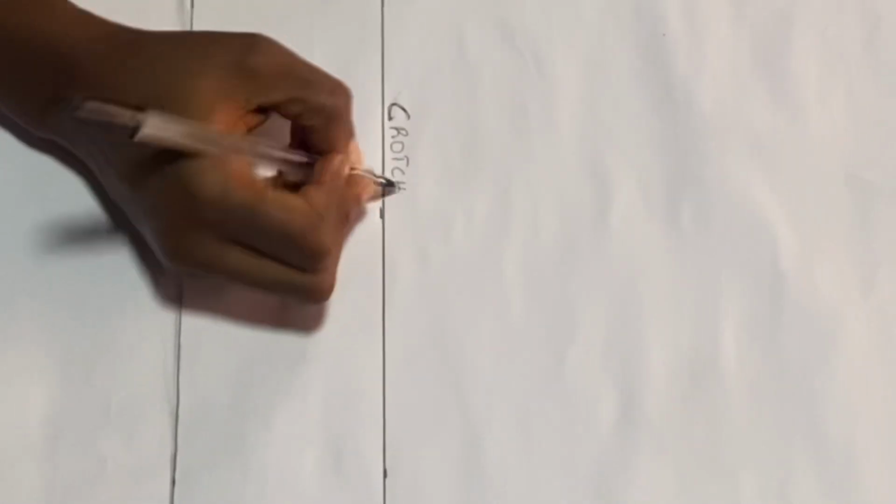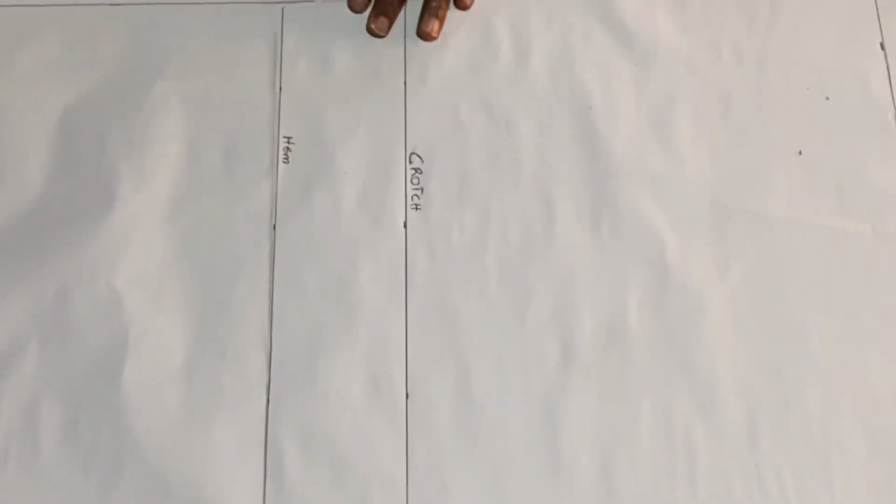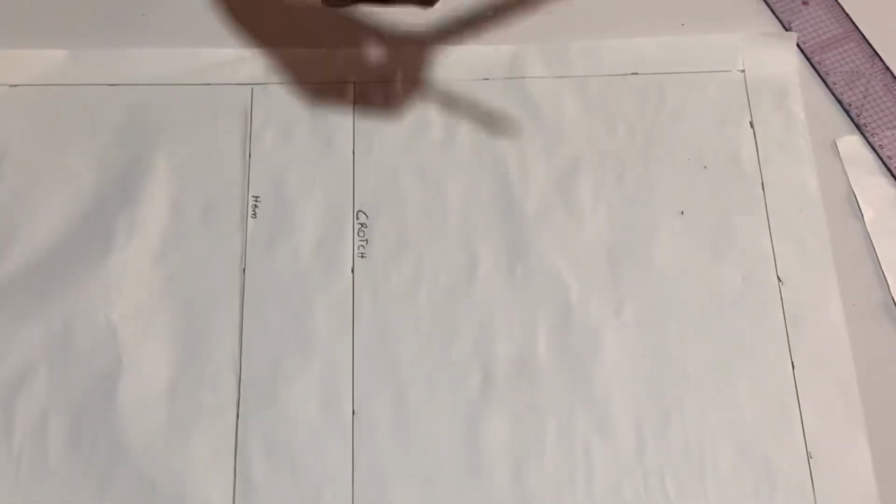So I'm just going to label this as the crotch. Like I said, I have my crotch line and my short length, which is the same thing as the hem line, as you can see that I've labeled.